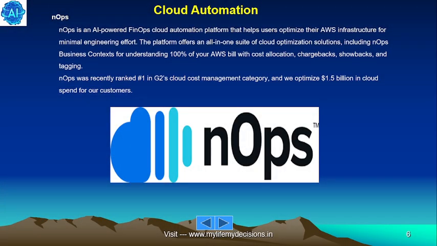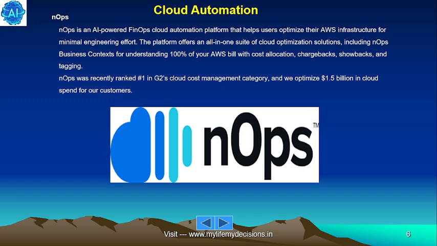nOps. nOps is an AI-powered FinOps cloud automation platform that helps users optimize their AWS infrastructure with minimal engineering effort. The platform offers an all-in-one suite for cloud optimization solutions, including nOps Business Context for understanding 100% of your AWS bill with cost allocation, chargebacks, showbacks, and tagging.